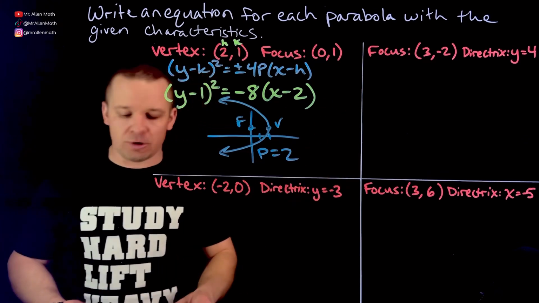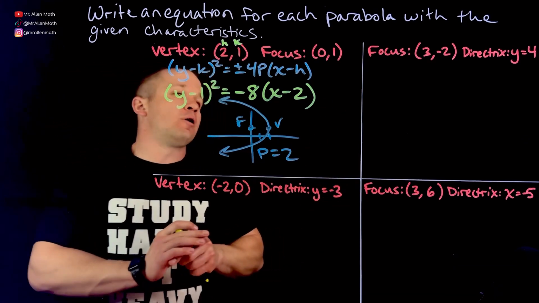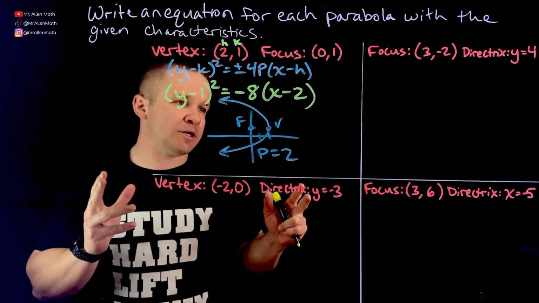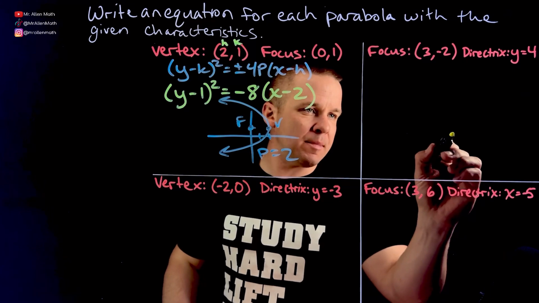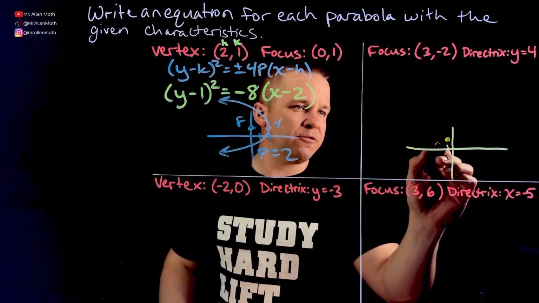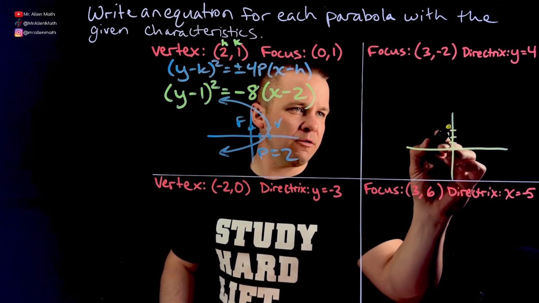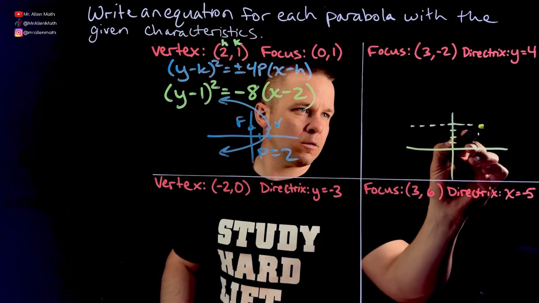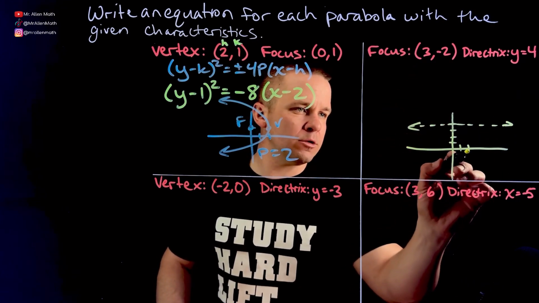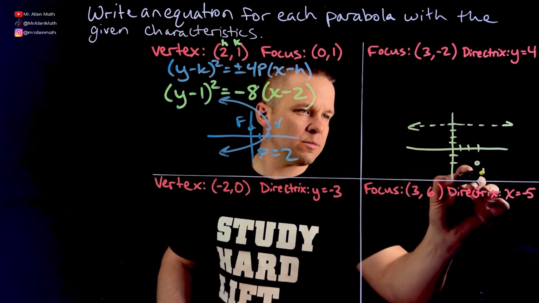All right, next one over here, I'll go like neon yellow. Kind of looks like the green, though. Focus and directrix this time. Again, let's do a quick rough sketch. I'll do it down at the bottom. So we've got y equals 4: 1, 2, 3, 4. That's my directrix. My focus is (3, 1, 2, 3) negative 2, 1, 2. That's my focus.